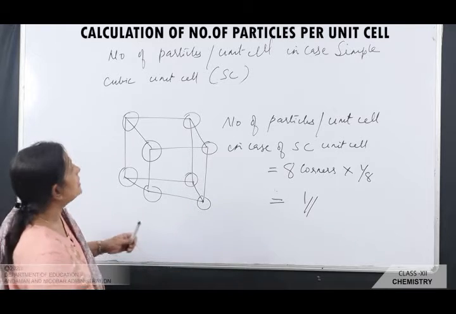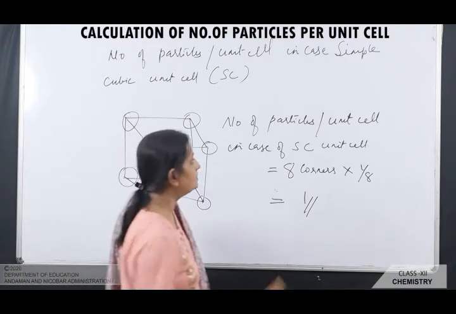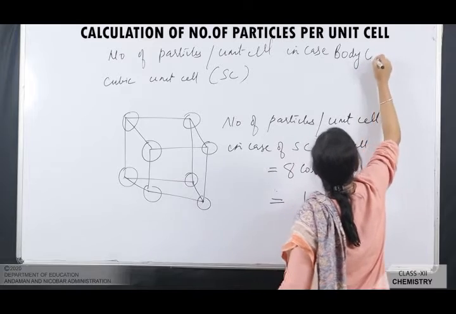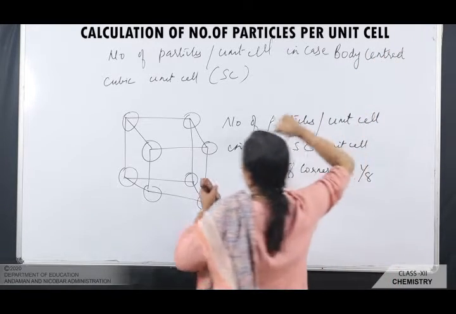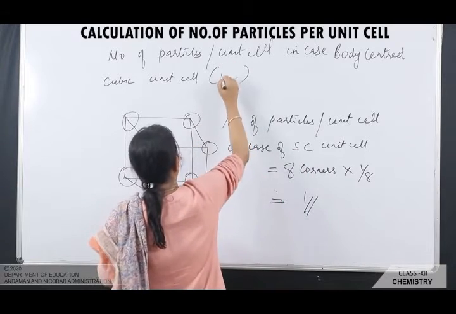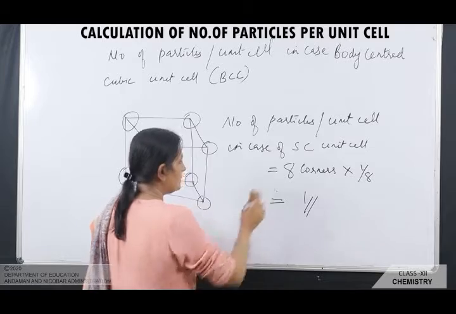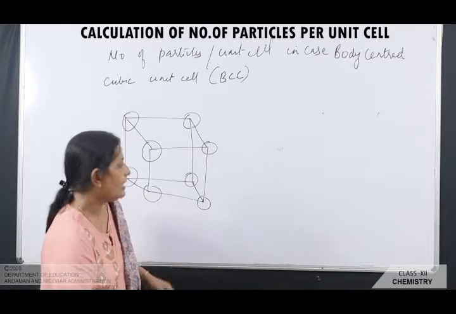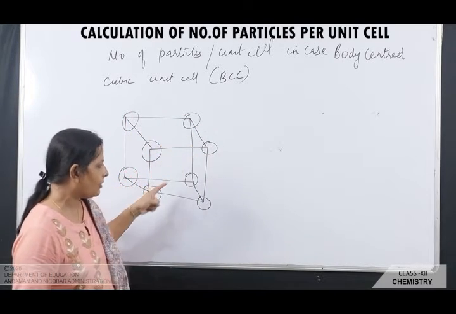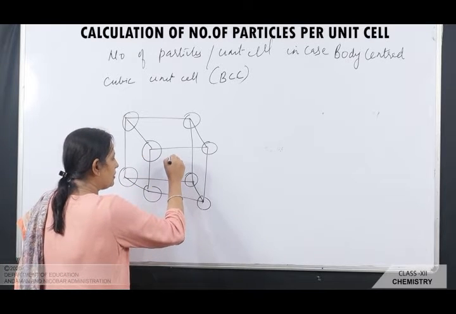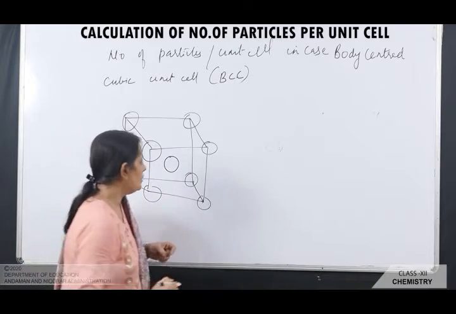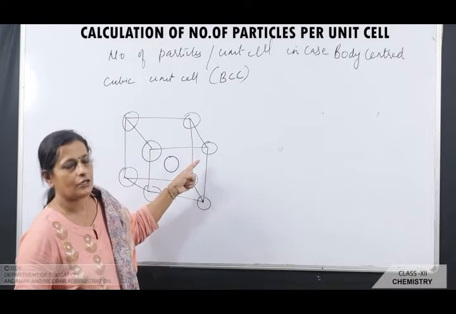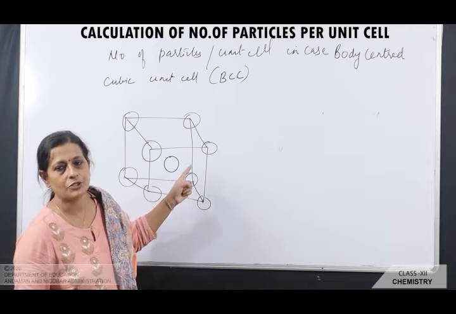Now next we'll go for number of particles per unit cell in case of body-centered cubic unit cell. Body-centered cubic unit cell, and it is known as BCC. The short form we'll be using is BCC. Now see, what is a body-centered cubic unit cell? A unit cell which has got constituent particles at the corner. Apart from the corner, it has got a particle at the center of the body. So a unit cell which has got a particle at the center of the body apart from the corner position is known as what? Body-centered cubic unit cell.